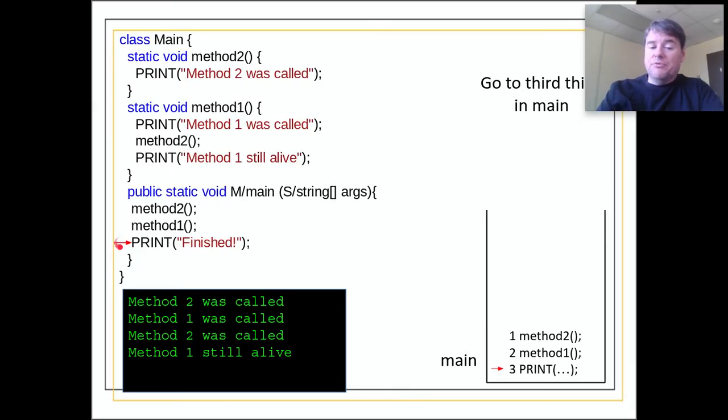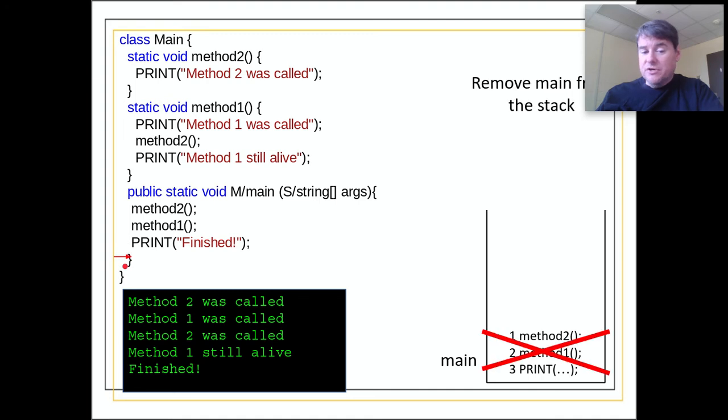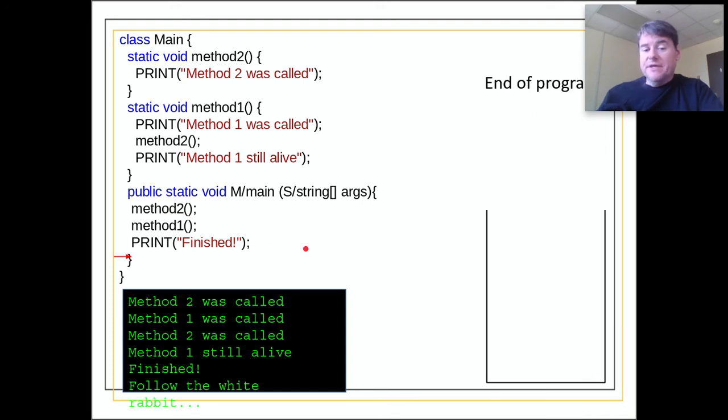And that brings us to our print statement, which is where we left off. We had just called method number 1. It has completed, and so we moved on to the print statement. And so now we're going to do that print statement, which is going to say print finished. And then we're going to move on to the next thing, which is a curly brace. And when we reach that curly brace, we realize that main is now complete, and so it's going to be removed off the stack. Since there's nothing on the stack to execute, the program is done, and at that moment, it falls off the stack. There's nothing left to do. The program is over.